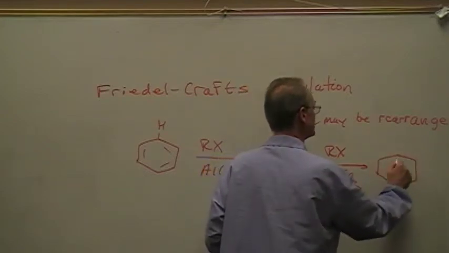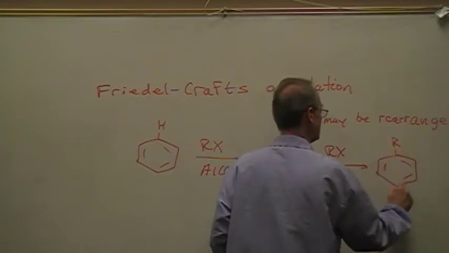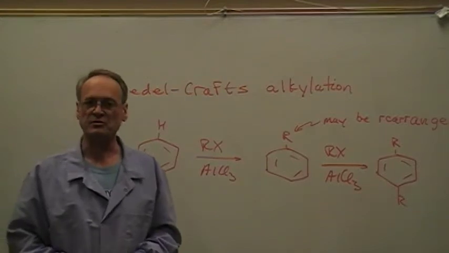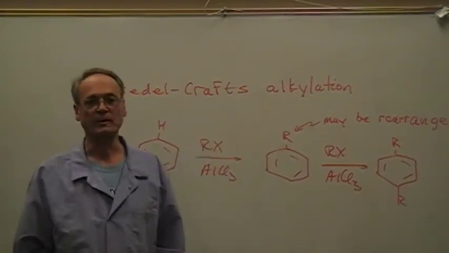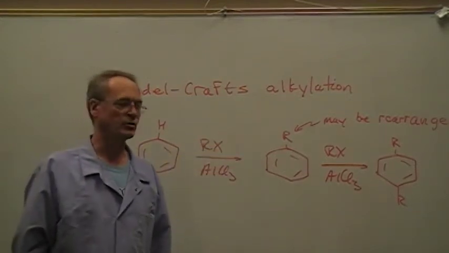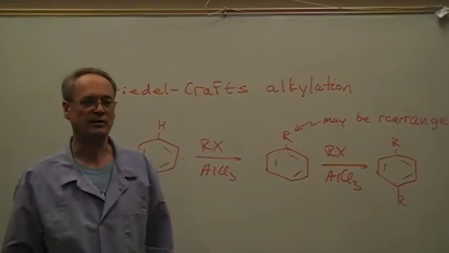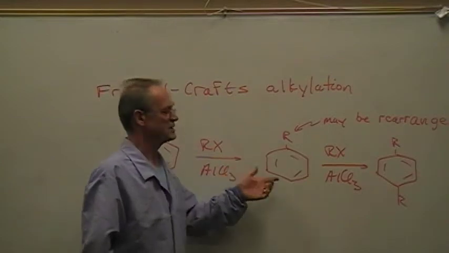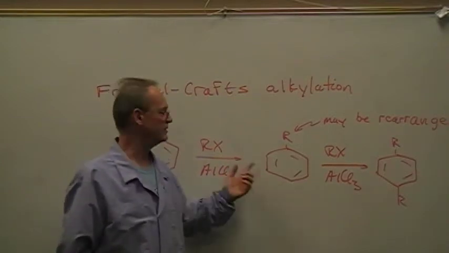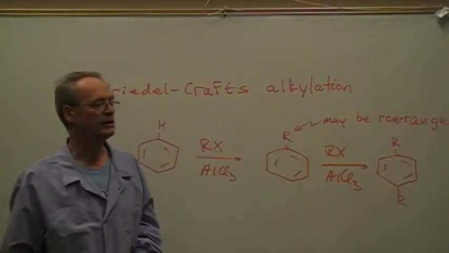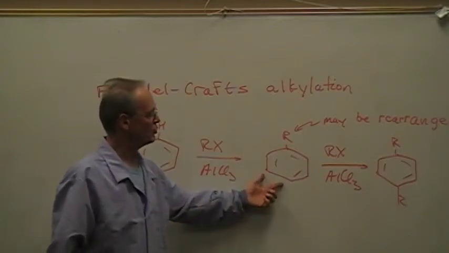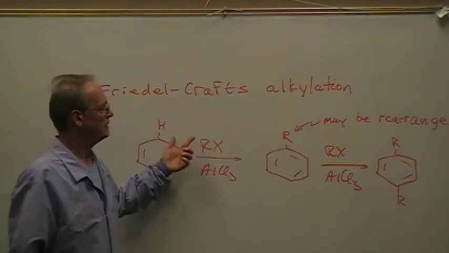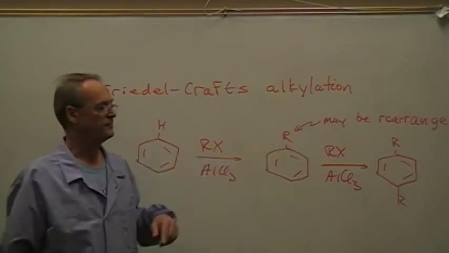And it turns out it's going to go in the para position. Like the halogens, it directs a second group into the para position, unlike nitro groups and sulfonic acid groups, which direct to the meta position. So a second group goes on, and in fact, it's really impossible to stop it after one, even if you only put one equivalent of the alkyl halide in, because this ring is more active than this ring. It competes successfully for the excess reagent, and it continues on.